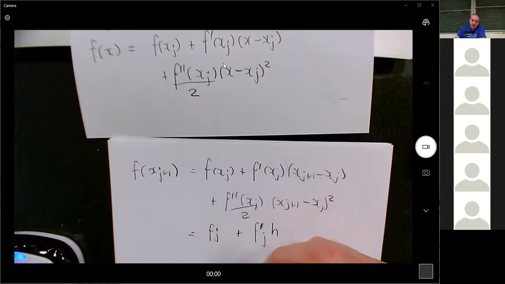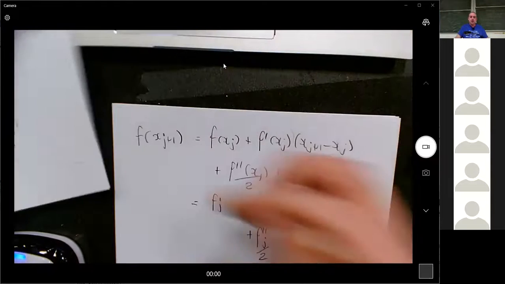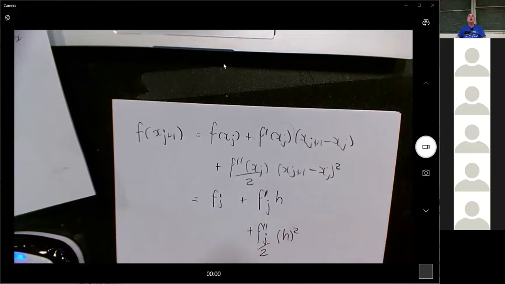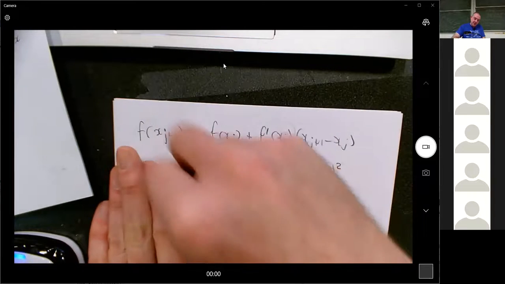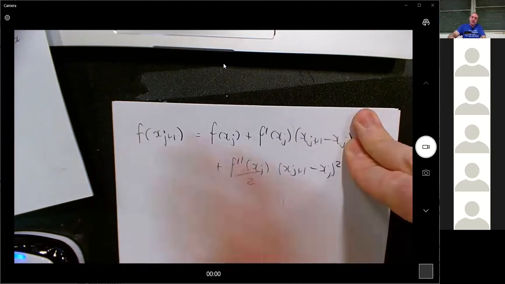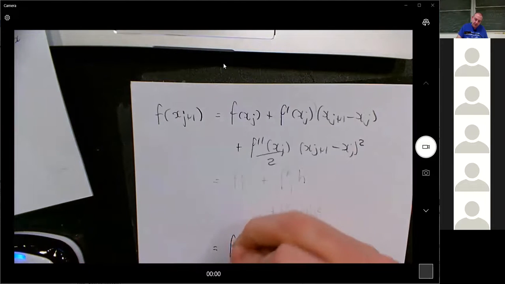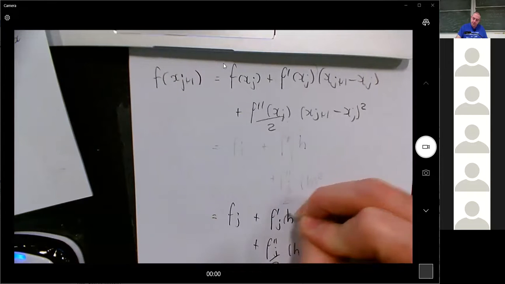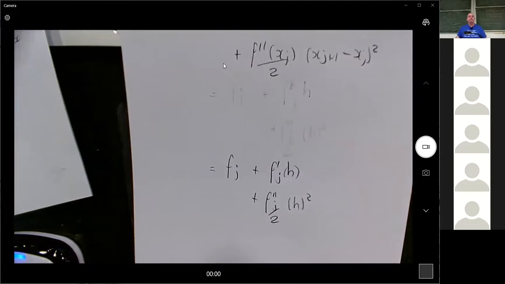And this is f double dash j, divided by 1, 2. And this is h squared. And there might be other stuff later. I should have left a space, sorry. I'm just going to move this down. It won't affect your stuff. I'm definitely going to at least need an error term in here somewhere. Okay, that's what I've got so far.